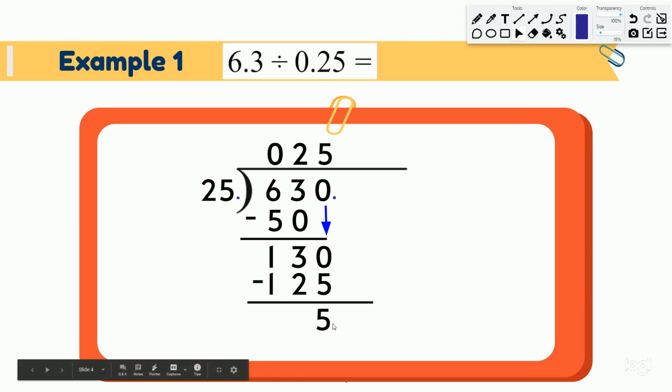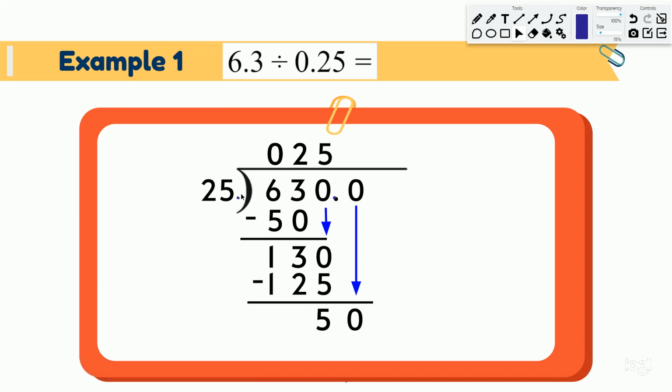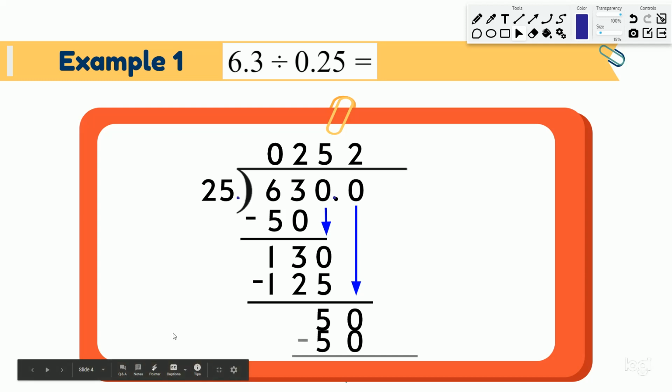Now, since I still have a remainder, that's where I had to add my decimal point and a 0. And bring down the 0. So I have 50. And does 25 go into 50? And yes, it does. We know 25 times 2 equals 50. So now I have to subtract 50 minus 50, which gives me finally a 0, which means I am finished.